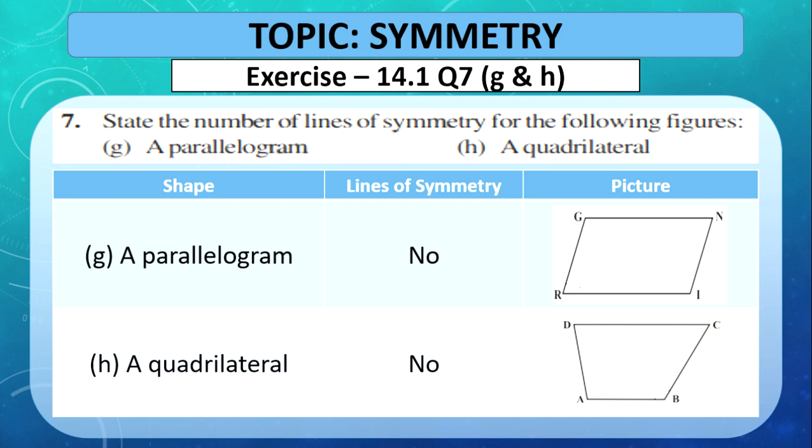Now what is a quadrilateral? Quadri means four, lateral means sides. So a four-sided polygon. Any four-sided polygon in general is called as a quadrilateral. This will also have no line of symmetry.